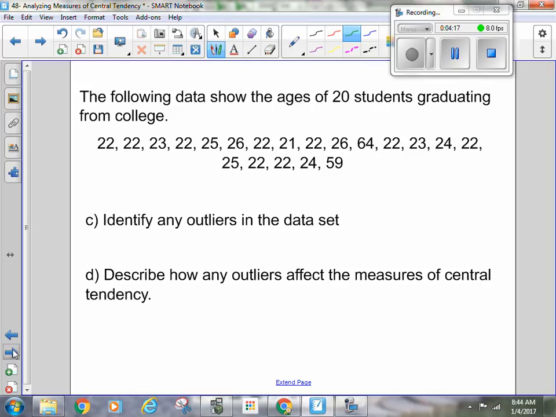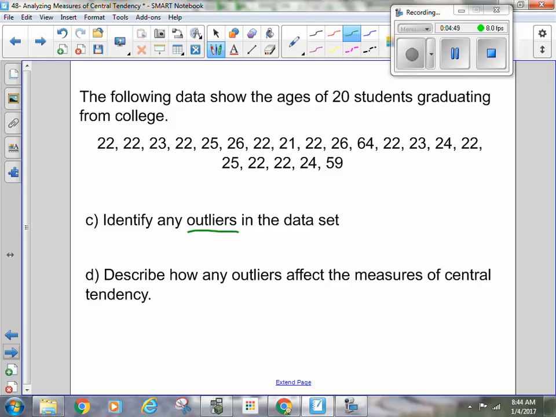All right, the following data shows the ages of 20 students graduating from college, and they have all the 20 data points. C, identify any outliers. Outliers, we've talked about outliers in the past. Outliers are going to be data that's really far away, either really big or really small compared to the rest of the data. In Math 1, we actually learned how to mathematically compute outliers, but here we're just going to ask you to look for numbers that are really far away or on either sides.